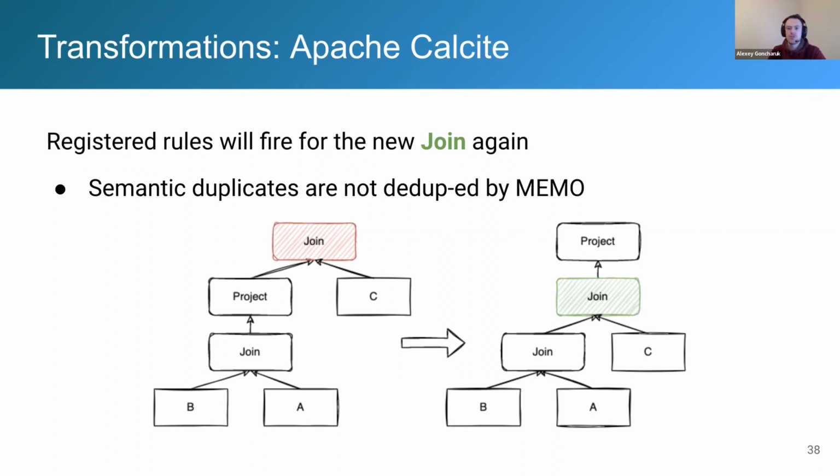And for each such new join, the same rules will be executed again and again. So on top of the theoretical, let's say, explosion of the duplicates, we have these two facts that also contribute to the slowdown.